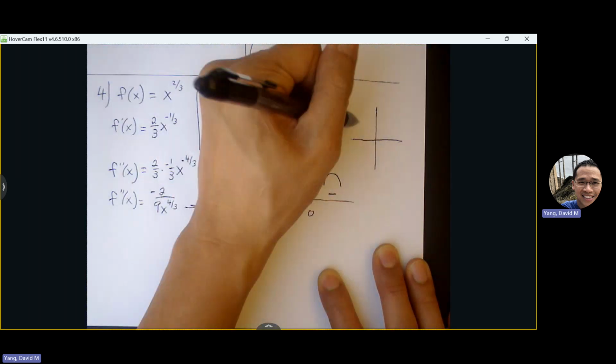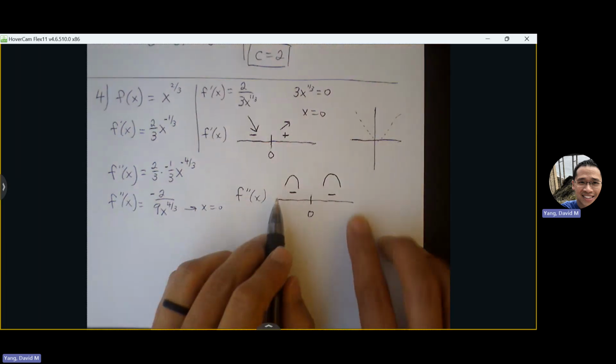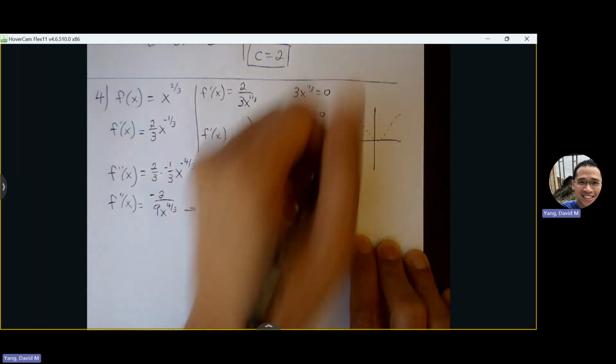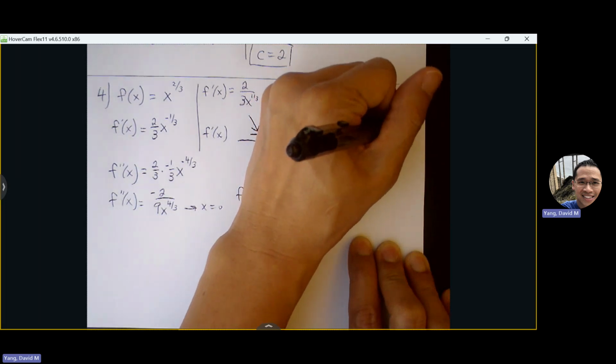The graph is decreasing, followed by increasing. There's a sharp turn here. It's concave down, followed by a concave down. So the graph's going to end up looking something like this.